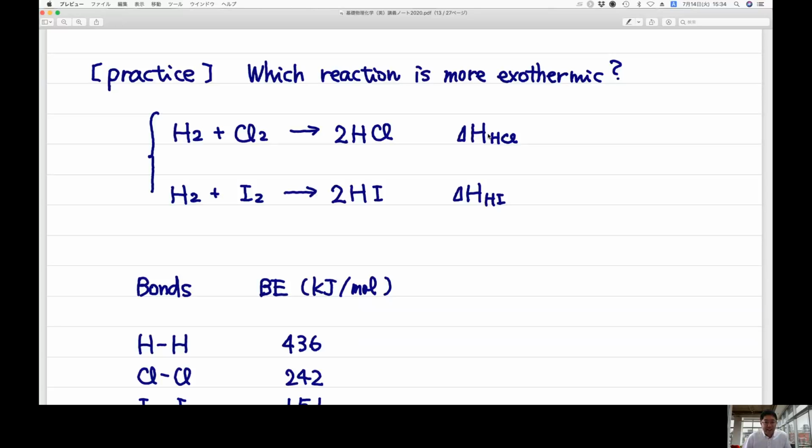Hi guys, this is the assignment of the last week, okay? Which reaction is more exothermic? This is one of the issues if you see the two reactions shown here: the reaction of hydrogen with chlorine and the reaction of hydrogen with iodine. Which is preferred?